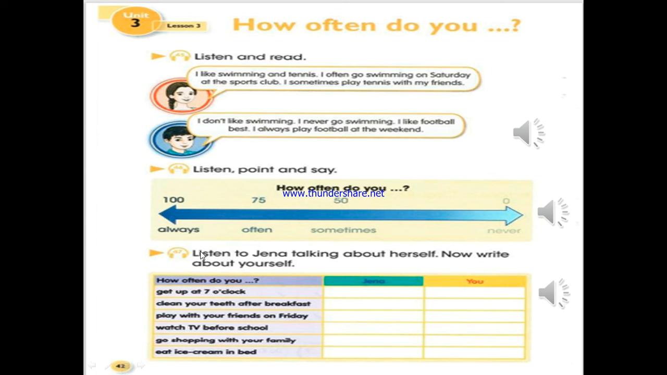Track 47. Unit 3 Lesson 3. Listen to Jenna talking about herself. How often do you get up at 7 o'clock? I always get up at 7 o'clock. How often do you clean your teeth after breakfast? I always clean my teeth after breakfast. How often do you play with your friends on Friday? I sometimes play with them, but sometimes I go to the sports club.